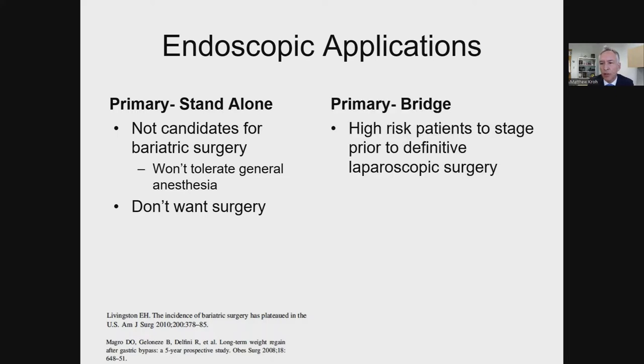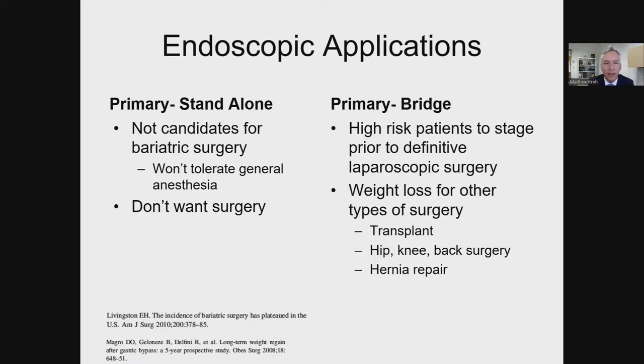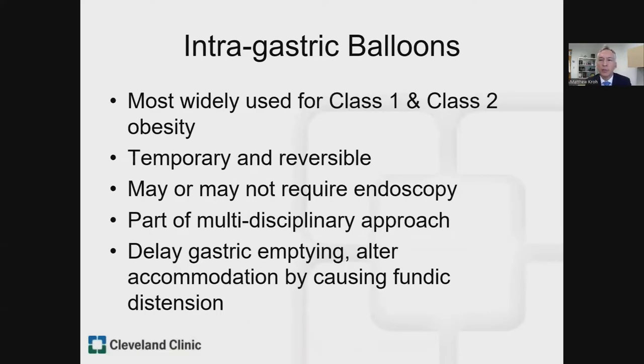There are also certain situations where we may bridge a patient to definitive laparoscopic bariatric surgery, or where we may give them a primary endoluminal procedure in preparation for other types of surgery. We commonly see this in areas of orthopedic surgery or transplantation. Intragastric balloons are known to most of us, and they're typically used for class 1 and class 2 obesity. They are temporary and reversible, and increasingly they may or may not even require endoscopy.